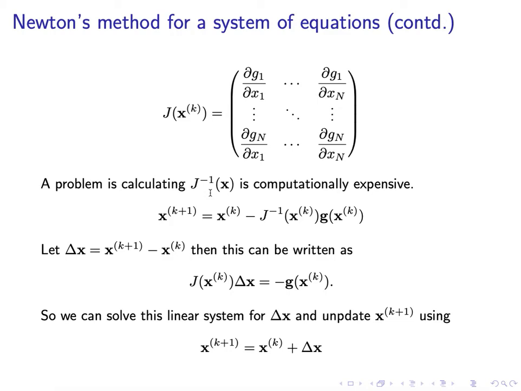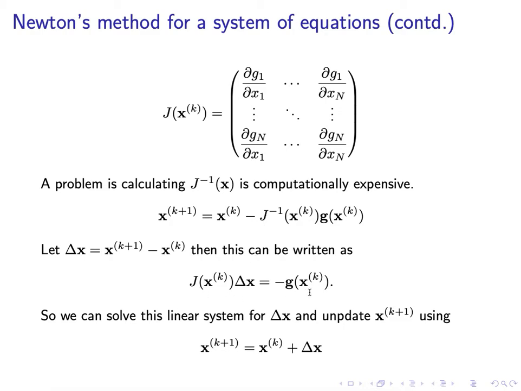So what we can do is, if we let delta x be the difference between two successive estimates of x, then we could rewrite this. So if I subtract xk from both sides and pre-multiply both sides by J, J inverse times J, we just get the identity, so it's essentially 1.